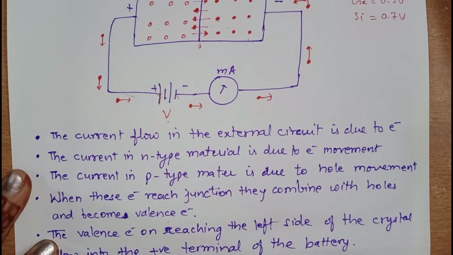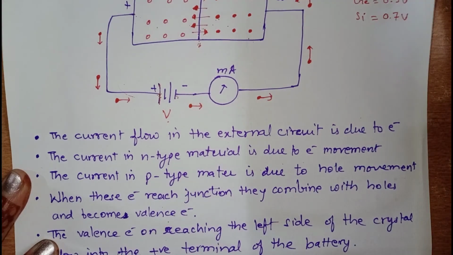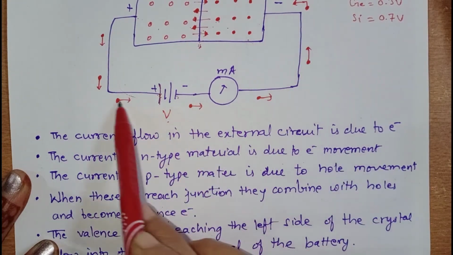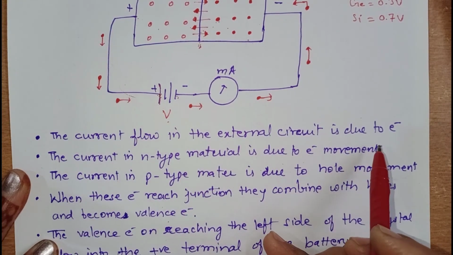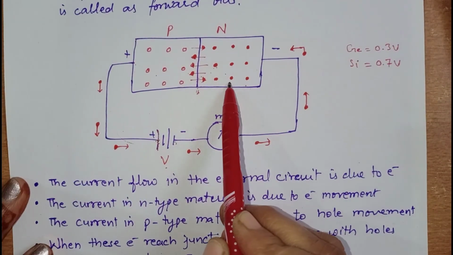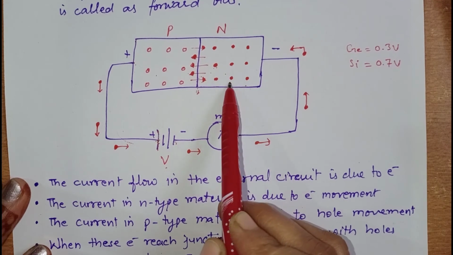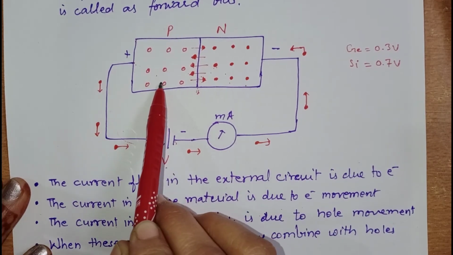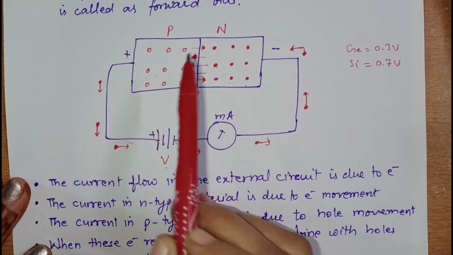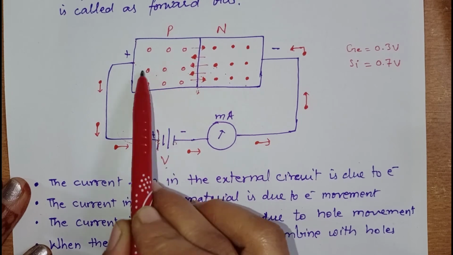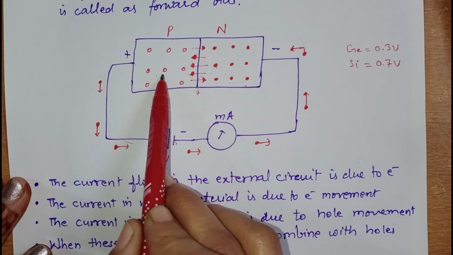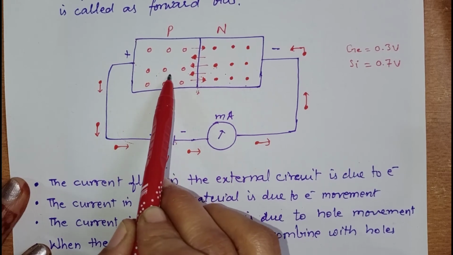Some important points that should be noted in the case of forward biasing: the current that flows in the external circuit, in this wire, is only due to electrons, and the current that flows in the N region is due to electrons only, and the current that flows in the P region is due to holes. The electrons that recombine with the holes become valence electrons in the P region. So the current that flows in this P region is due to the movement of holes only.